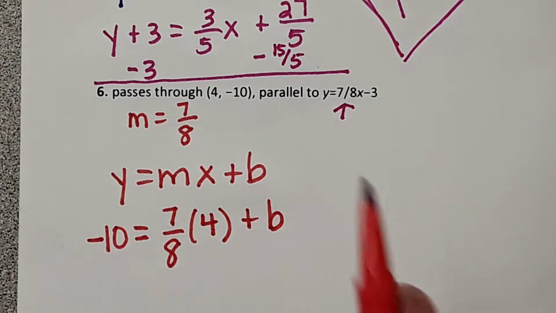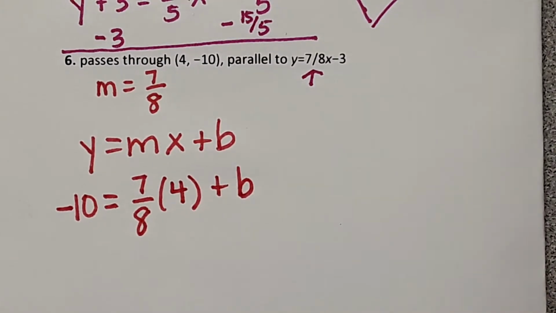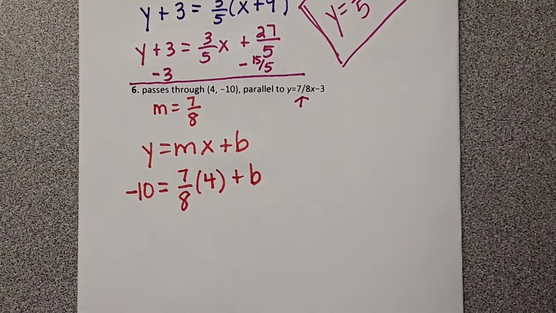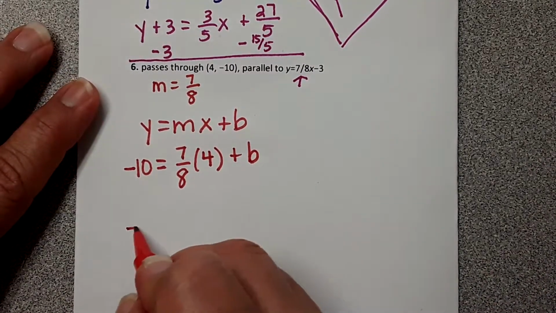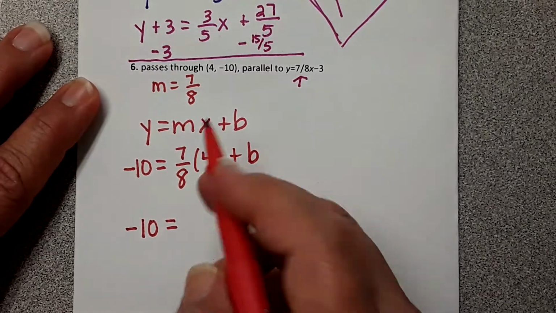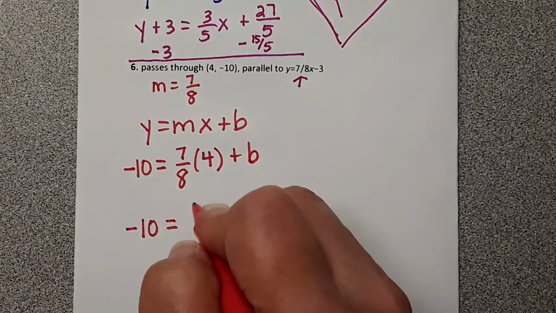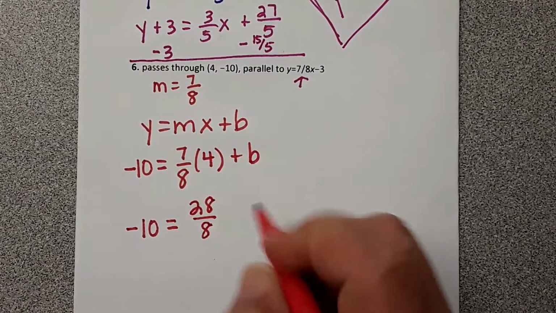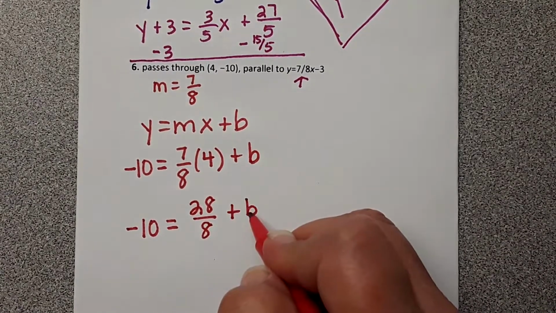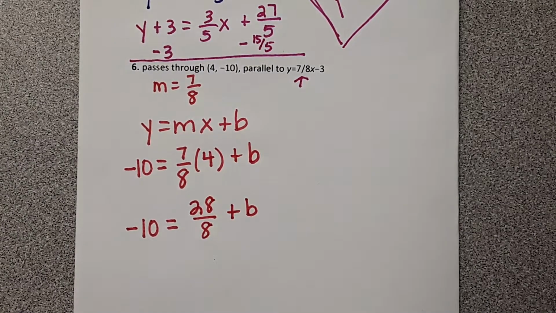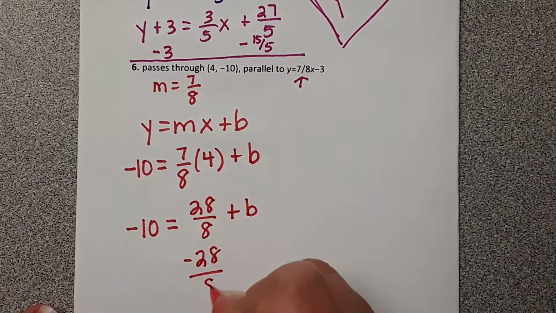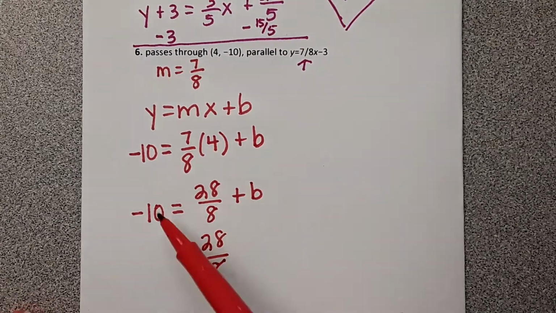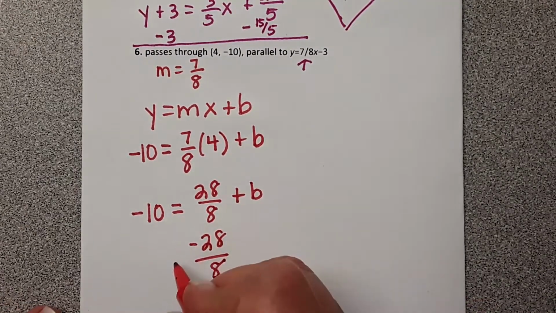So I'm looking for b. What does b mean? b means it is the y-intercept. So I'm going to leave negative 10. 7 times 4 is 28. 28 over 8 plus b. Okay. Now, I need to subtract this. How can I write negative 10 so it has an 8 at the bottom?